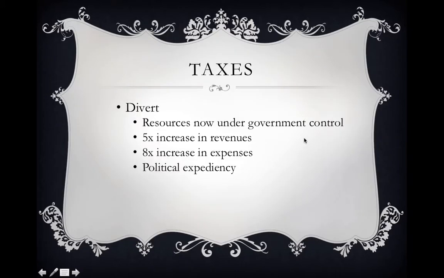Taxes. All right, we already discussed this a little bit. We do have to divert resources. Resources that were in the pockets of consumers now have to be transferred over to the federal government. So the government has to have some type of control over those resources to pay for the war effort. And as I discussed previously, there was a 5-fold increase in revenues and an 8-fold increase in expenses. So we have to run a deficit.